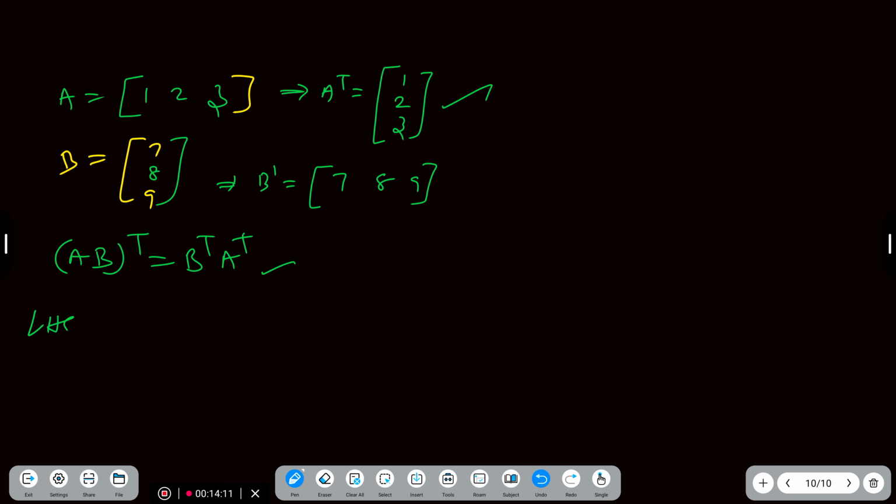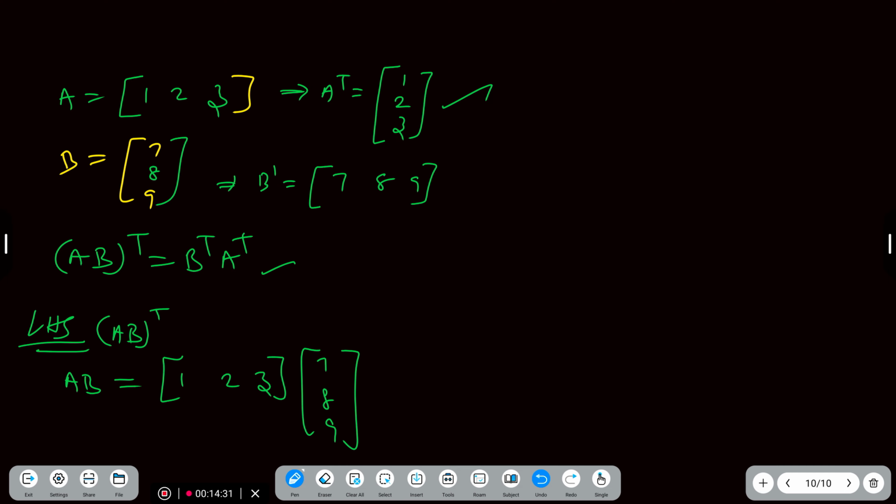And on the left hand side, AB whole transpose is there. First I am going to find AB, then I am going to apply the transpose. Most of the people make mistakes in this question, so listen carefully. A matrix is 1, 2, 3 and B matrix is 7, 8, 9. First, check whether the matrix product exists. What is the order of A? 1 row, 3 columns. What is B? 3 rows, 1 column. So 1 by 3 and 3 by 1, the same inner order.